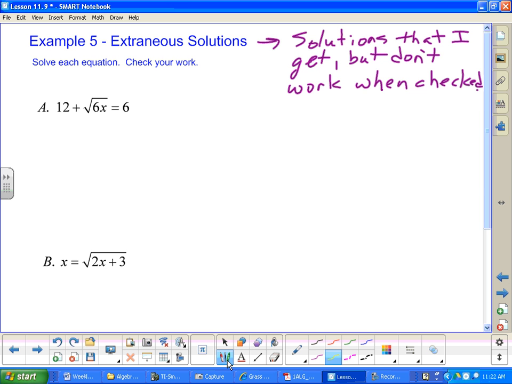So let's check it out and see what happens. Is the radical isolated right now? No, it has this additional 12 here. So my first step is to get rid of the 12. So we get the square root of 6x equals negative 6. This should tell you that I can't take the square root and get a negative number. So we square both sides.